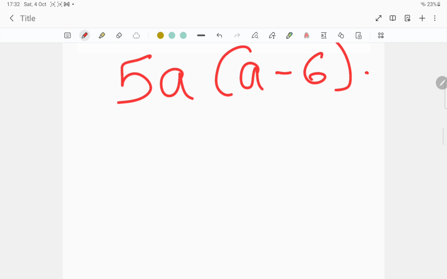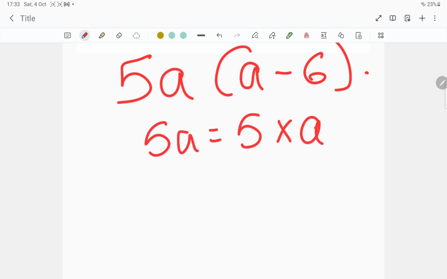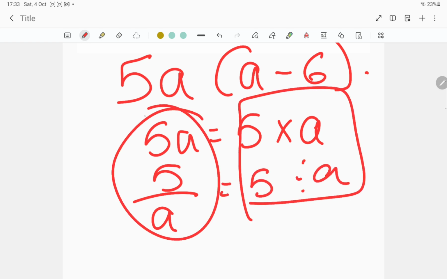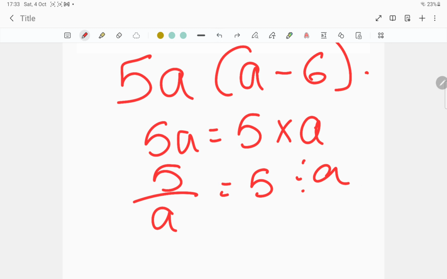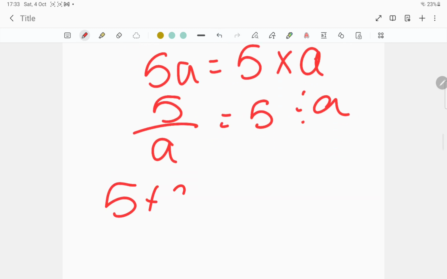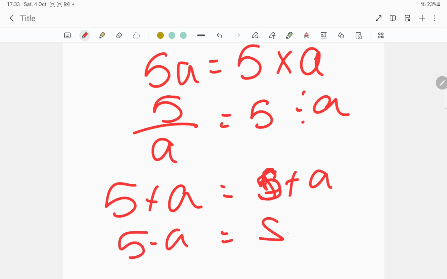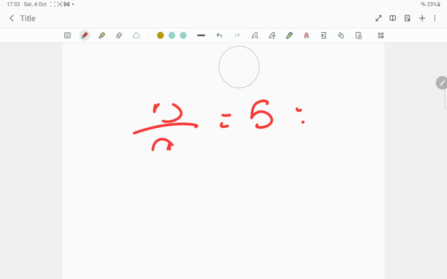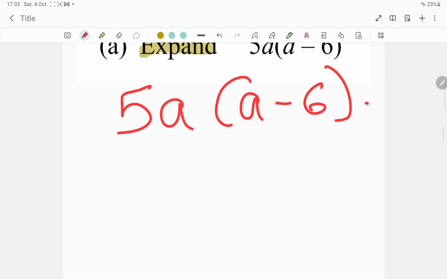One more thing before we start the question. If I've got 5a, that means what? 5 times a. If I've got 5 over a, what does that mean? 5 divided by a. This is not algebraic form, that's why we do not write it like this. This is the algebraic form. Okay? 5 add a equals 5 add a. And then 5 take a equals 5 take a. Okay? We already know that stuff. Amazing stuff. So, now let's move on.